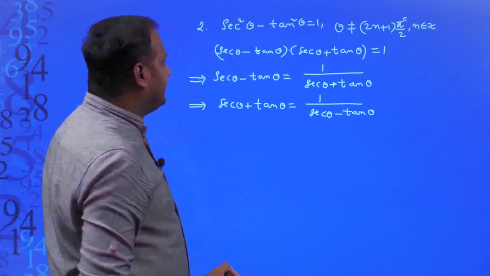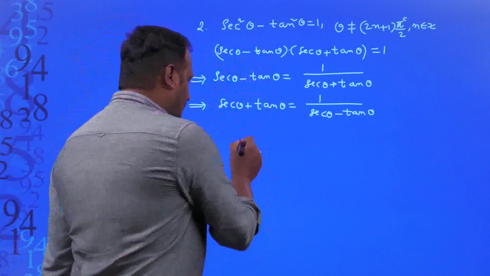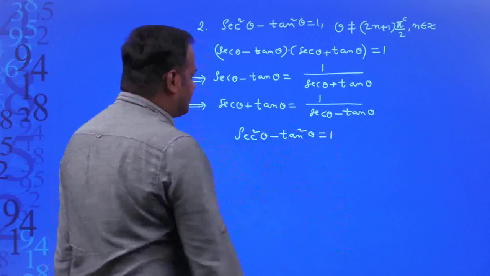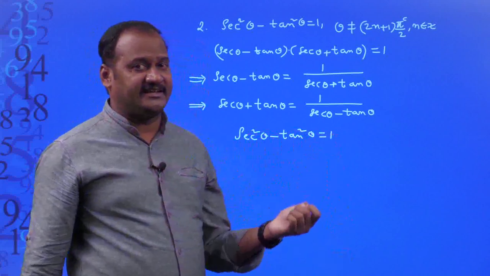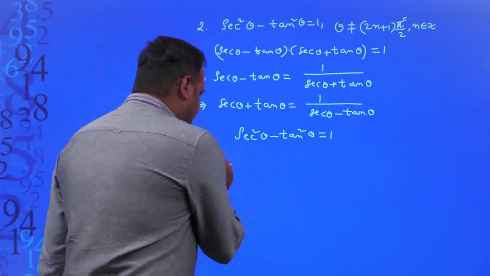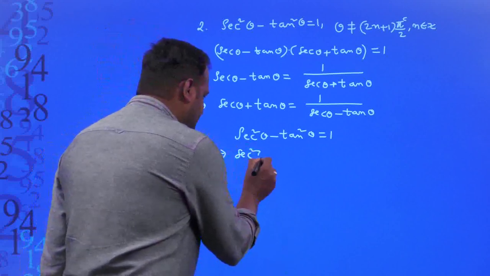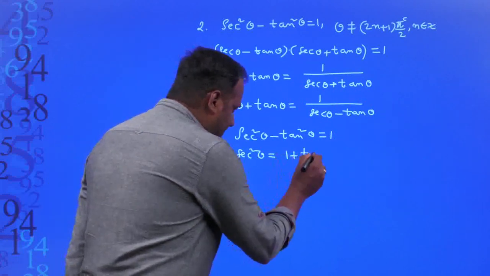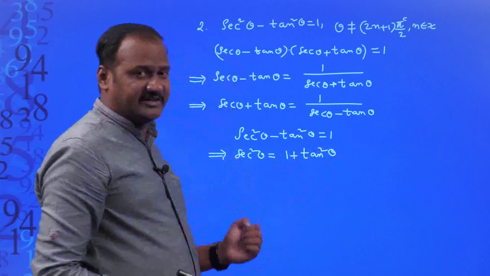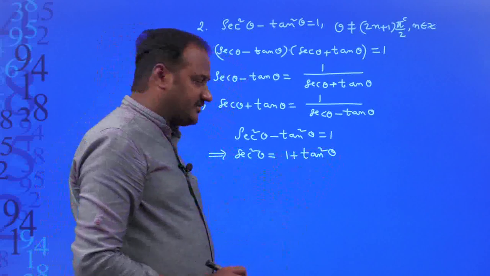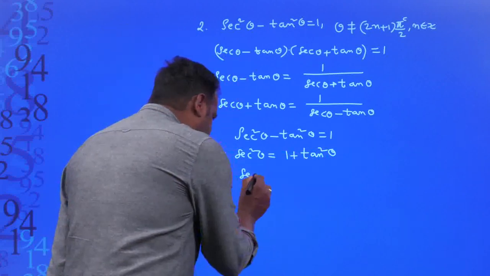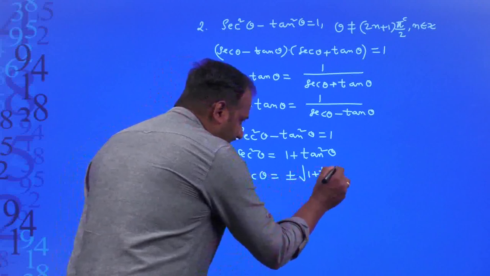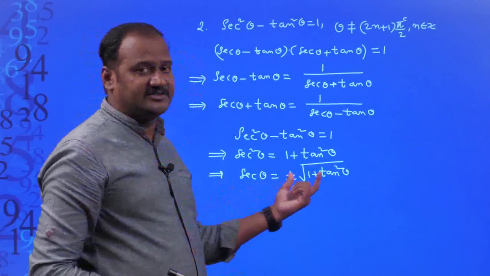Going back to the identity, secant square theta minus tan square theta is equal to 1. From that, let us try to find the value of secant theta in terms of tan theta, as well as tan theta in terms of secant theta. First of all, I am going to figure out the value of secant square theta. Secant square theta is equal to, transposing minus tan square theta towards the right hand side, 1 plus tan square theta. So, this is the value of secant square theta. Since secant square theta is equal to 1 plus tan square theta, what is the value of secant theta? When you remove the square, you put plus or minus square root of 1 plus tan square theta. This is the value of secant theta in terms of tan theta.